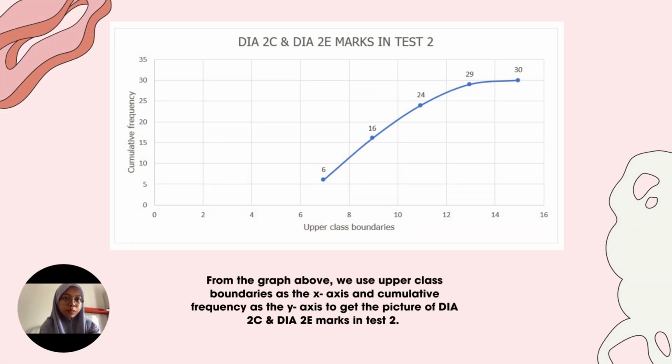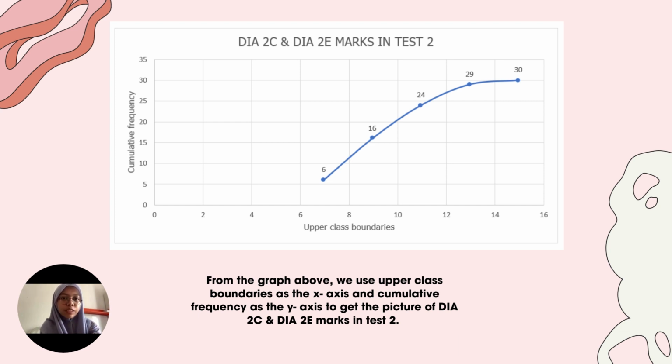From the graph above, we use upper class boundaries as the x-axis and cumulative frequency as the y-axis to get the picture of DIA 2C and DIA 2E marks in test 2. The highest cumulative frequency is 30, while the upper class boundary is 14.95. Next is the second highest, which is 16 at cumulative frequency and 8.95 for upper class boundaries. The lowest cumulative frequency is 6, while the upper class boundary is 6.95.